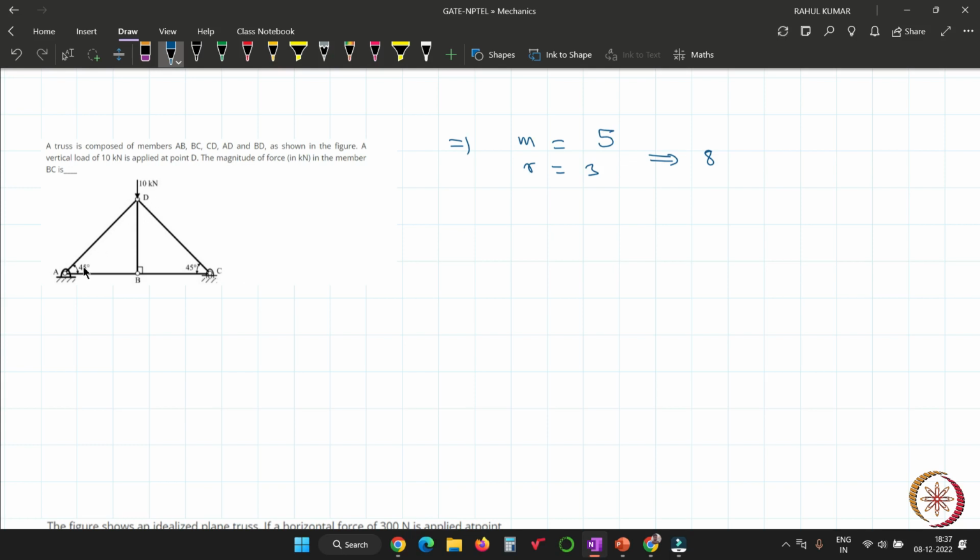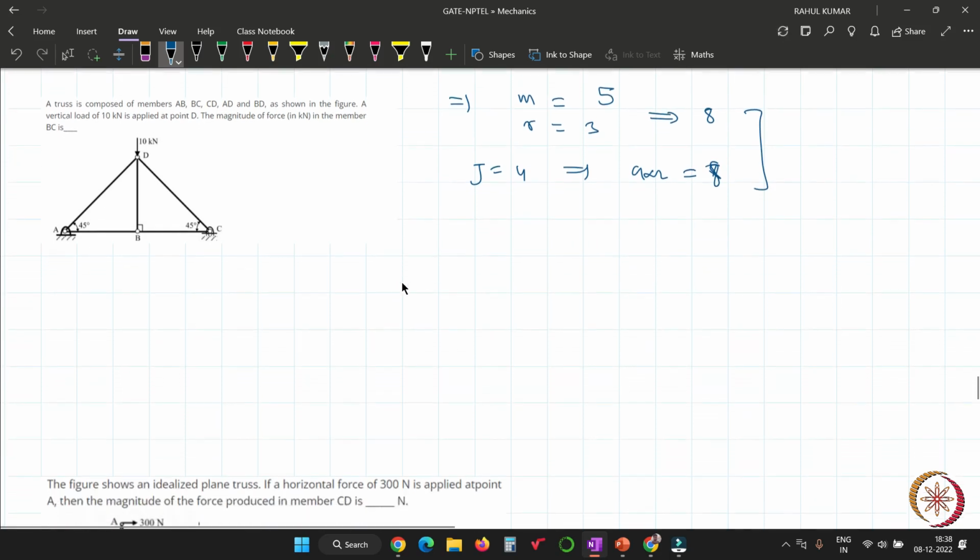So how many joints are there? 1, 2, 3, and 4. So J equals 4, so you have to multiply by 2. So 4 into 2 equals 8. The system is completely constrained. So now I will solve this problem.